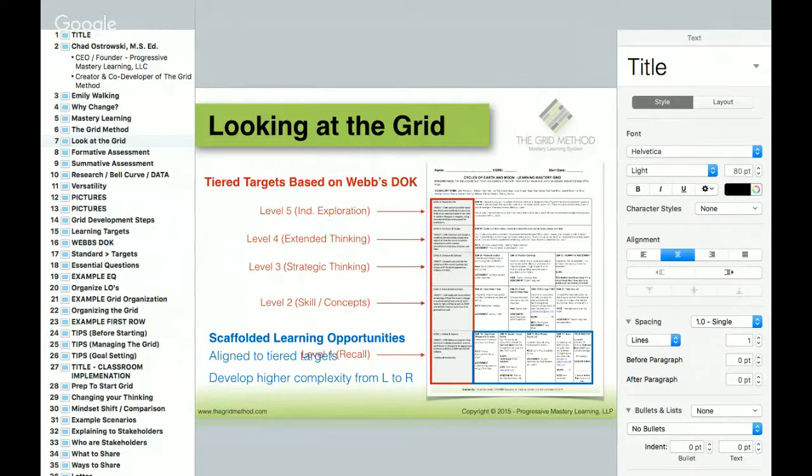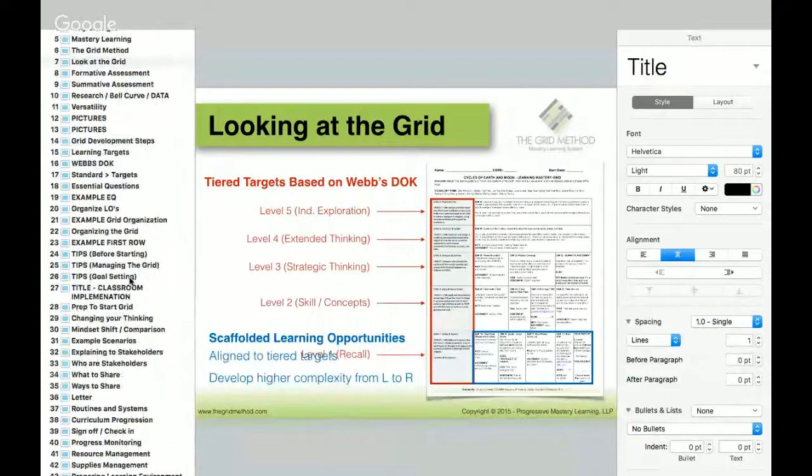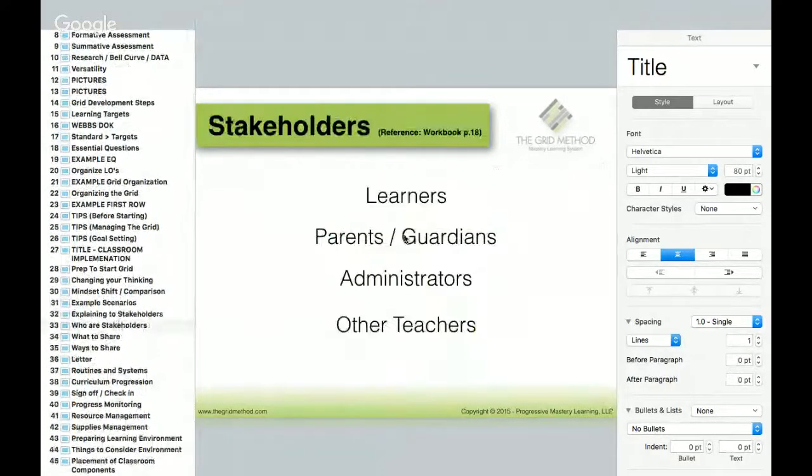But it is really important if you're going to enter into this new type of instruction that you do inform stakeholders. So hopefully you can see what's on my screen. These are the people you're going to want to make sure you tell that you're doing mastery learning or the grid method. It's easier if you just call it mastery learning. But obviously you want to tell your students, okay? Obviously you want to tell parents how you're going to be grading and how their students are going to be working. You want to let administrators know, hey, just so you know, this is how I'm running my classroom.